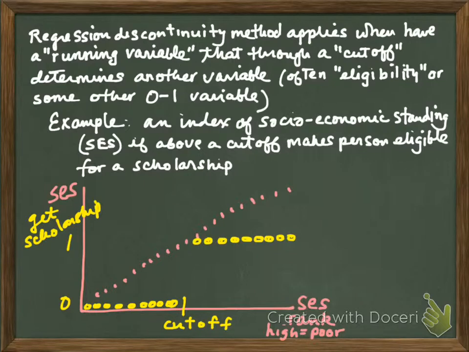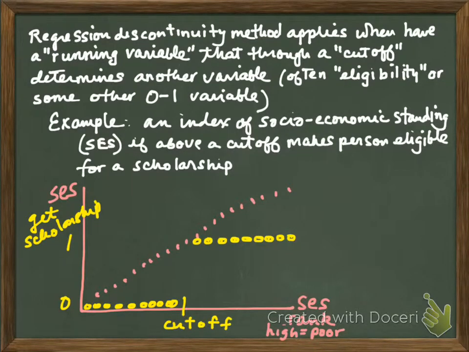So if you're above the cutoff, you get a scholarship. If you're below the cutoff, you don't get a scholarship. Notice that the idea of regression discontinuity is that for some reason the people administering the scholarship have decided that there's going to be a straight-up cutoff. So rather than making the scholarship contingent on the socioeconomic standing, so if you're rich, you get a small scholarship. If you're poor, you get a big scholarship. In that case, the recipient of the scholarship variable wouldn't be a 0, 1 variable. Instead, it would just be a continuous variable for the amount of the scholarship.